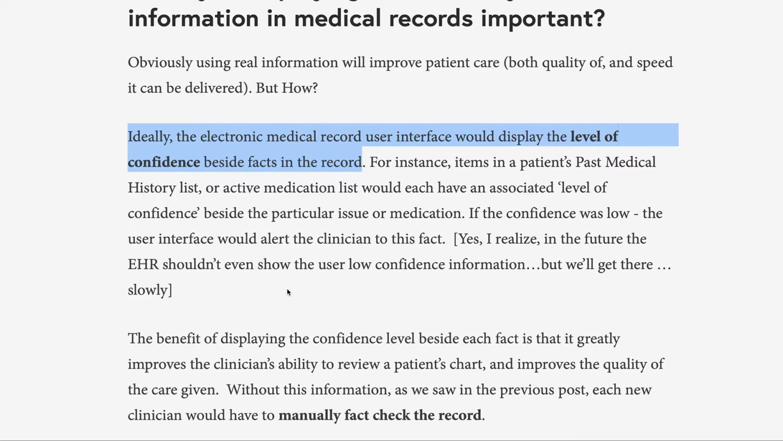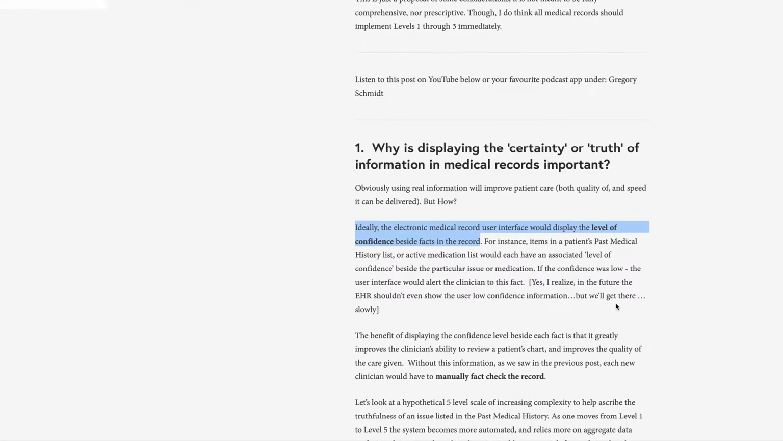The benefit of displaying this confidence level beside each fact is it greatly improves the ability of a clinician to pick up a new chart and know what is true in that chart, and therefore it would save all the time which they currently spend manually fact-checking the record. As we talked about in the previous post, when a clinician picks up a record, they have to essentially go through the process themselves of looking at items in the past medical history and then trying to correlate these against the primary source materials to actually prove the validity of the claims which are written in the record. So this makes it quicker, and this makes the care better.